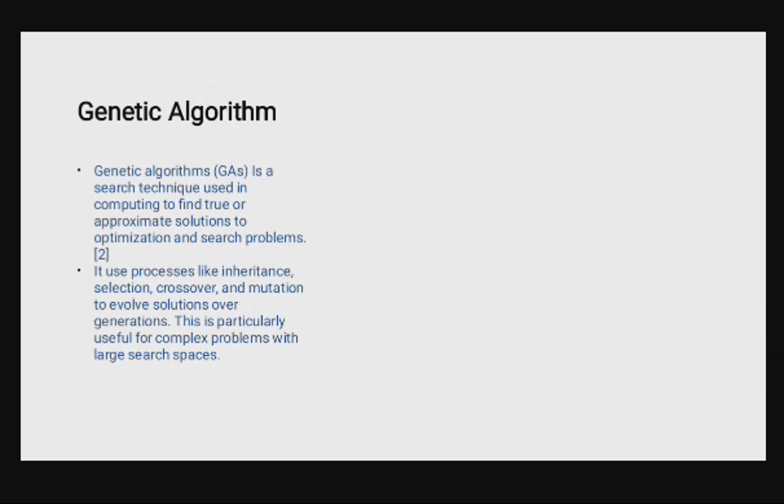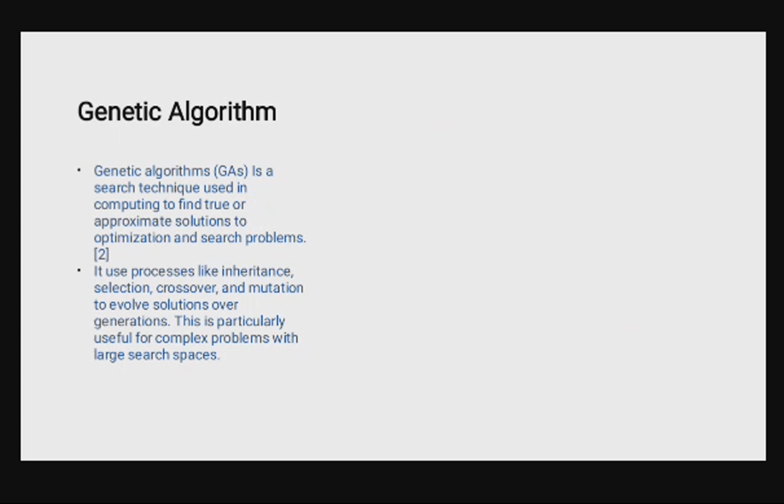So another algorithm is the genetic algorithm, which is a search technique used in computing to find true or approximate solutions to optimization and search problems. This one uses processes like inheritance, selection, crossover, and mutation to evolve solutions over generations. It keeps on mutating for the betterment of the algorithm.